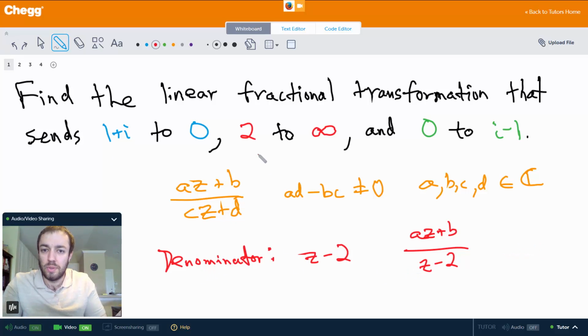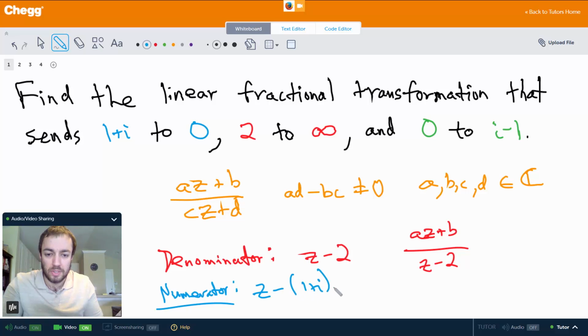Now we have something going to 0, so that also makes things pretty simple. If this map sends 1 plus i to 0, then in the numerator we can have z minus 1 plus i. It's tempting to say that we just have z minus 1 plus i all divided by z minus 2, and then we're done.